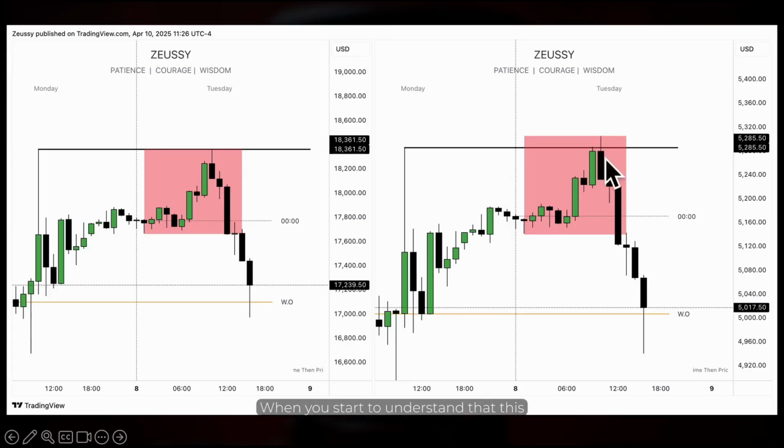When you start to understand that this SMT is literally signaling to you that we're forming that swing high, you must then begin looking at the lower time frame factors to in fact confirm that reversal taking place.